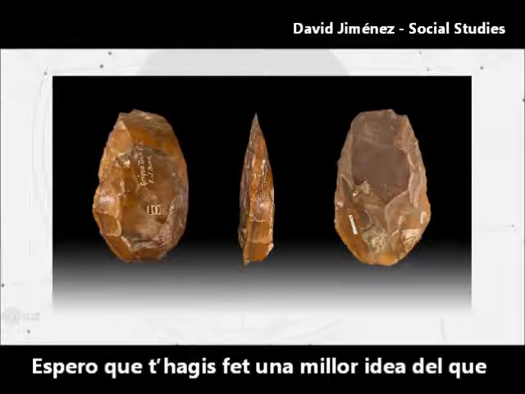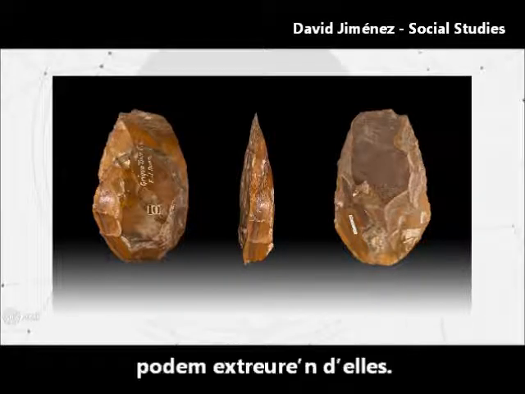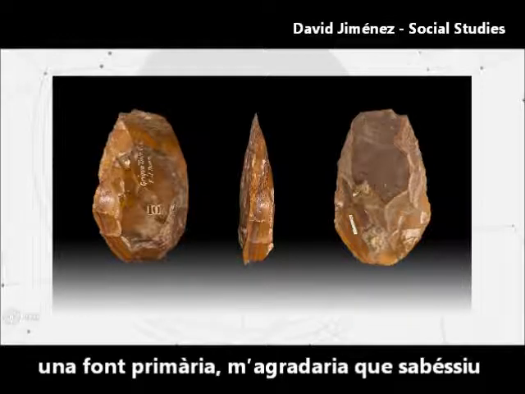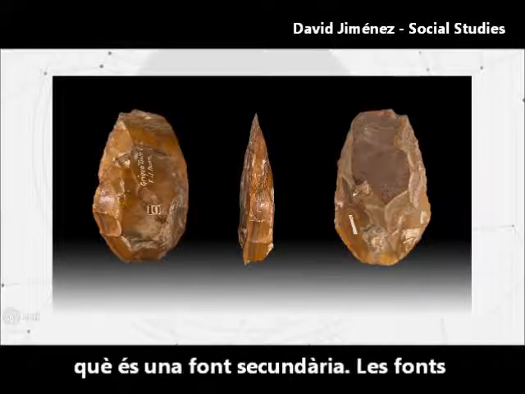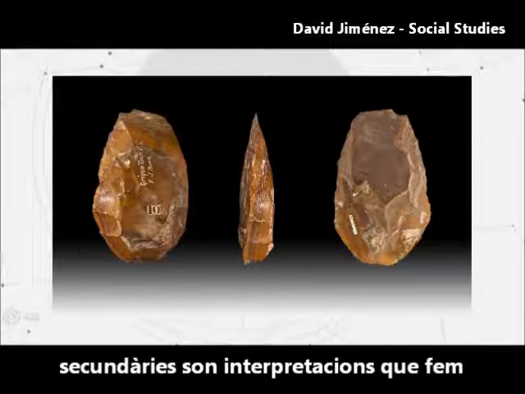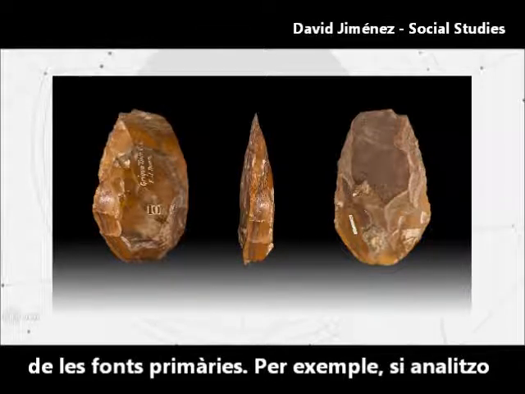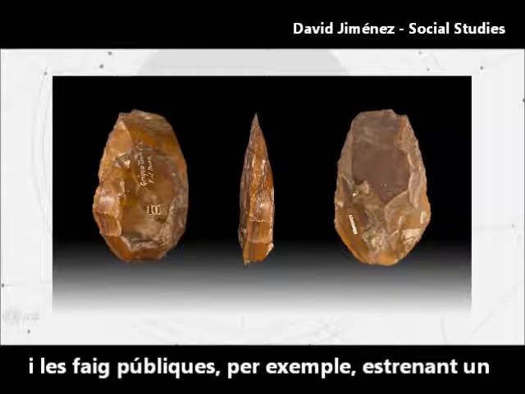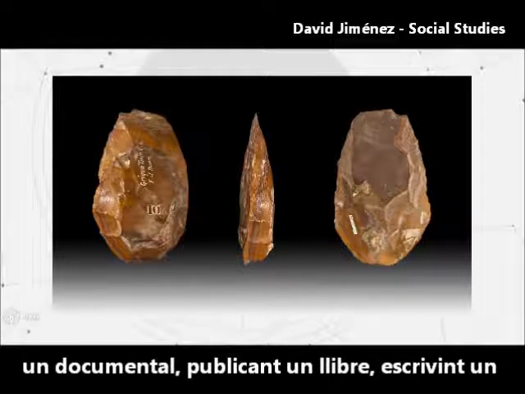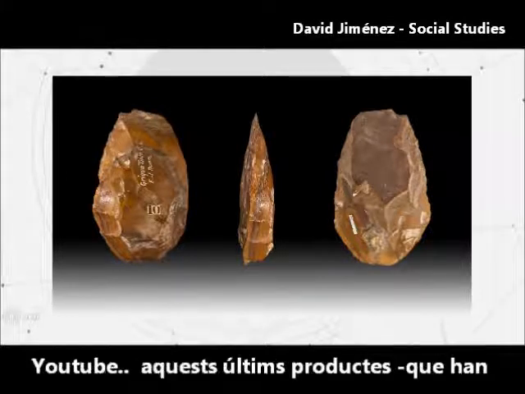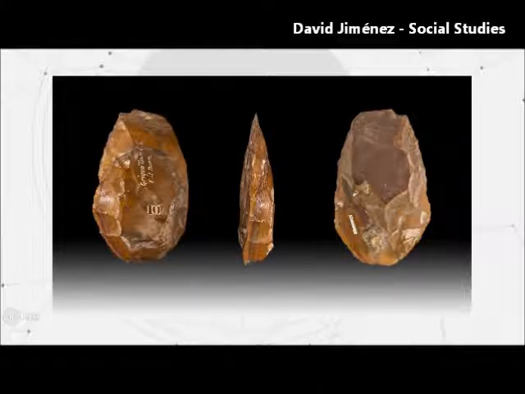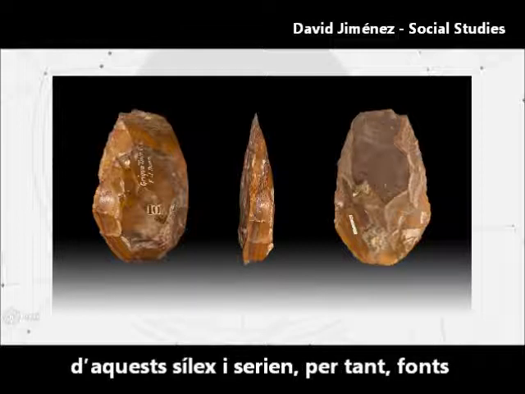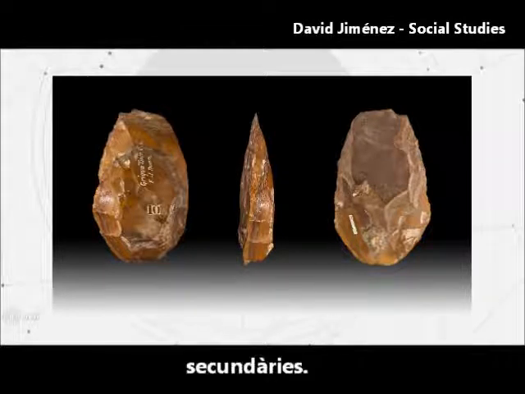I hope you get a better idea of what a primary source is and how much information we can get out of them. Right before jumping on how to analyze a primary source step by step, I would like to let you know what a secondary source is. Secondary sources are interpretations we make about a primary source. So, for instance, if I analyze these stones, reach some conclusions and make them public, for instance, by releasing a documentary, publishing a book, or writing a paper, making it viral through the YouTube platform. This last product has been done in 2016, not 3 million years ago. It is obviously an interpretation of the silex, and it would therefore be a secondary source.